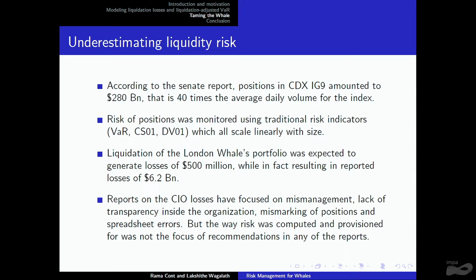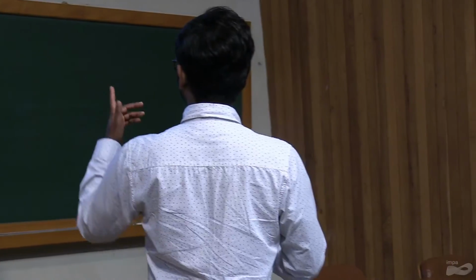So there was a lot of criticism made of JP Morgan's risk management, on how they tried to hide the losses, etc. But one thing that was not done by JP Morgan was to take into account the liquidity of the positions there.